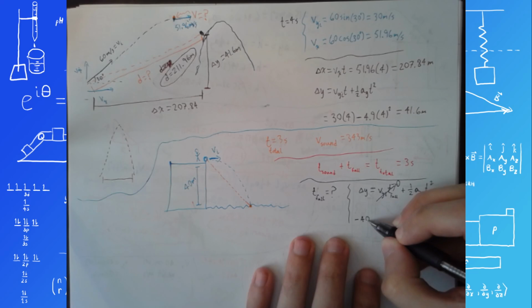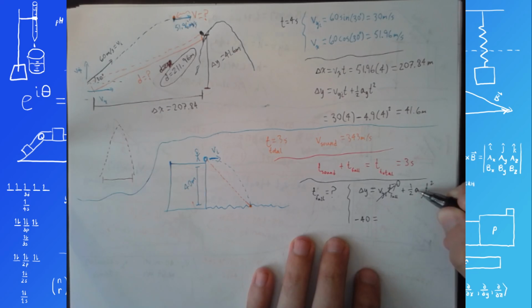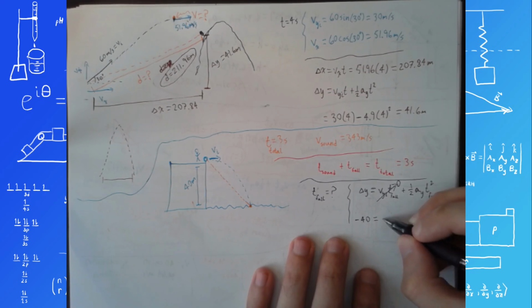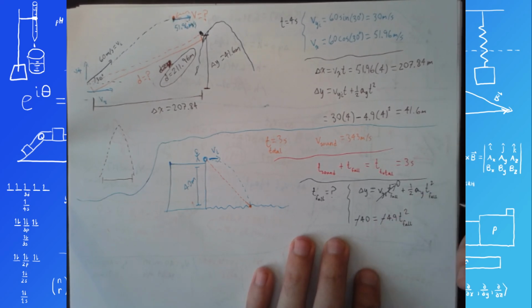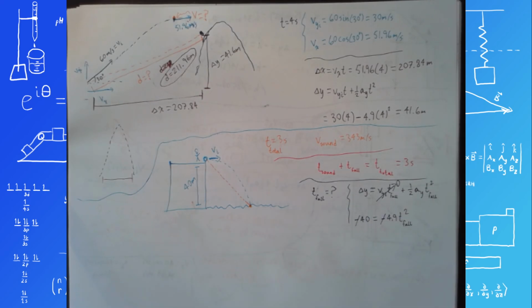And negative 40 for delta y equals 1/2 of acceleration in y, that's 1/2 of negative 9.8, which is negative 4.9, times t_fall squared. The negatives cancel, which is good because we're going to take a square root, and we need to have a positive number before we take the square root. 40 over 4.9. What is the square root of that going to be?